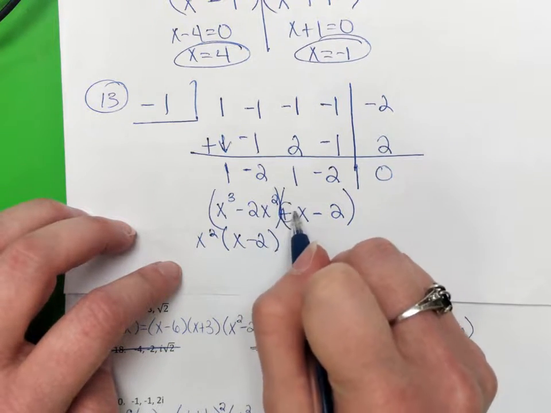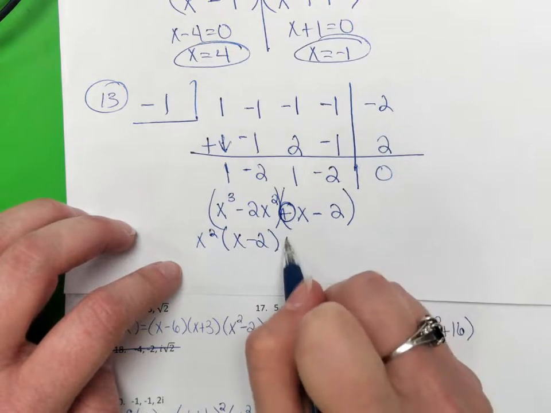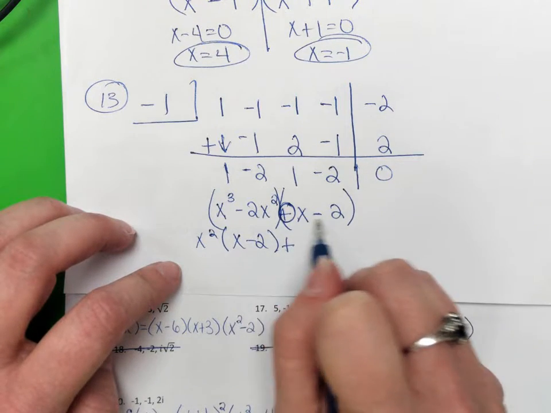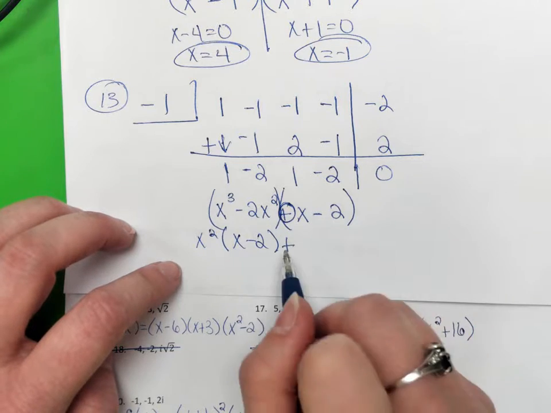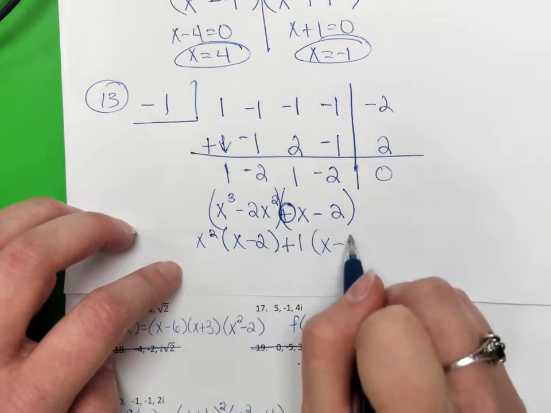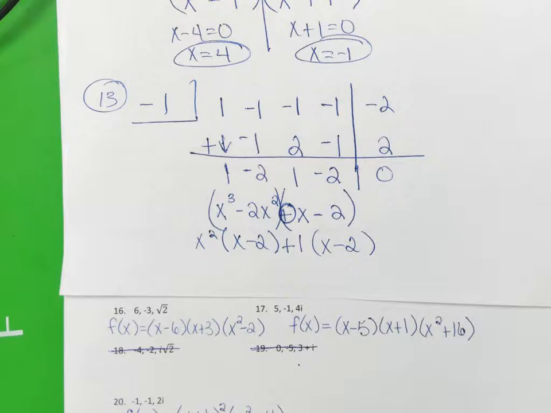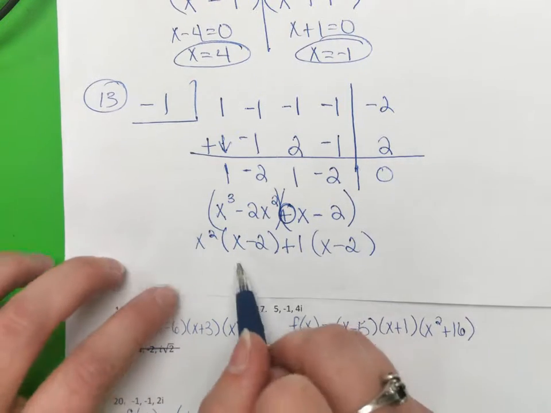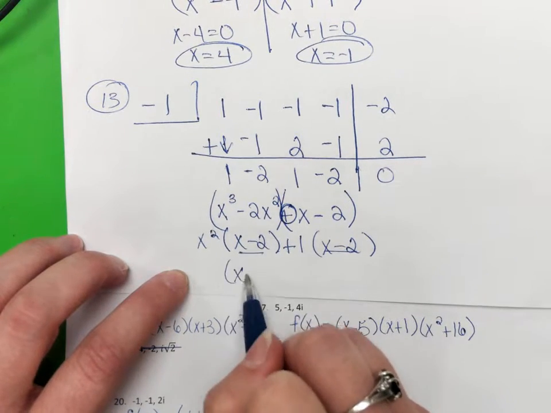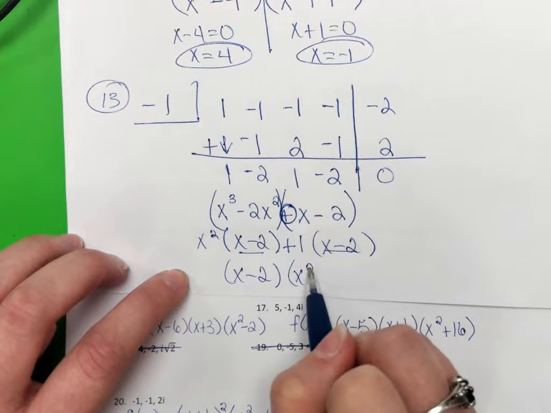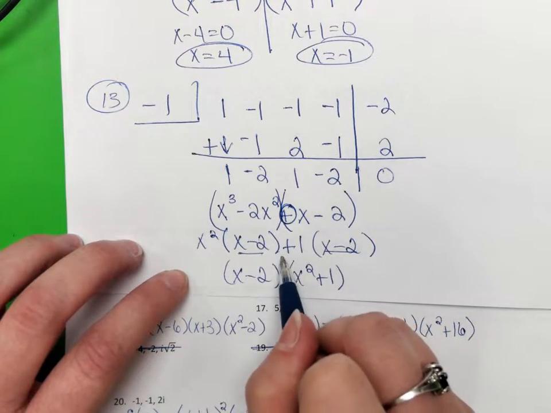You always take the front sign right here, so it's going to be a plus sign. And what do these 2 have in common? What do x and negative 2 have in common? Well, just a 1. There you go. And how do you know you did it right? If they're the same. Very good. So you can bring it to the front: x minus 2 and x squared plus 1.